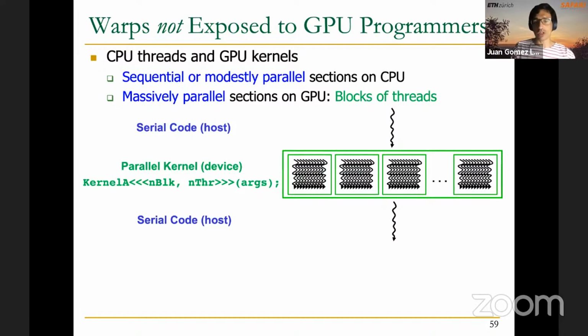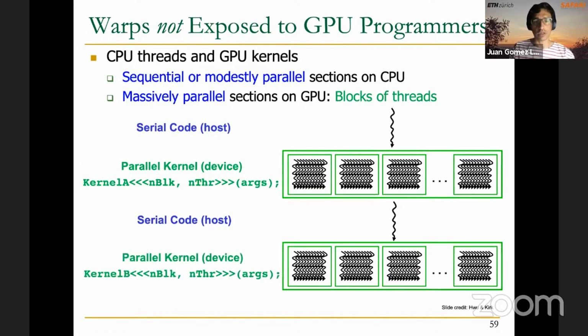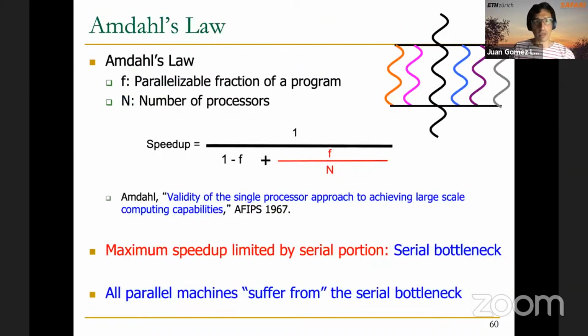After executing on the GPU, maybe we have more sequential code that is executed on the CPU, and then maybe another kernel, in this case, kernel B. When we talk about a kernel, what we mean is the function that executes on the GPU. So we usually talk about GPU kernels.